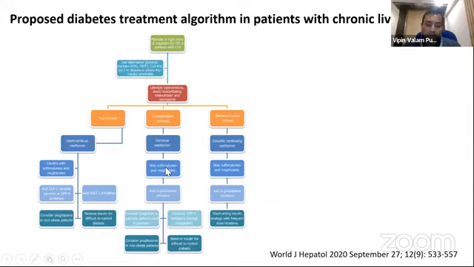Compensated cirrhosis, you can continue metformin. Avoid sulfonylureas and meglitinides. Alpha glucosidase inhibitors can be used if the blood glucose are not so high. Then liraglutide or a DPP-4 inhibitor except vildagliptin is a choice. Then pioglitazone. Then you can see where the insulin comes in for a compensated cirrhosis. This is our last one.